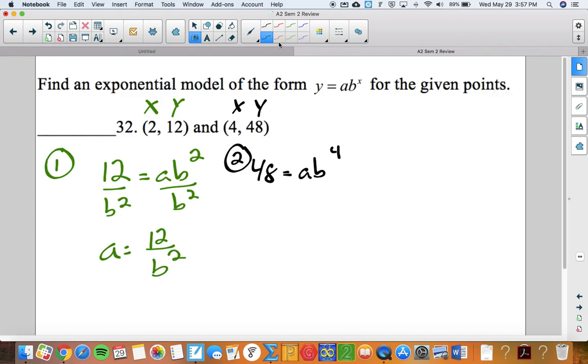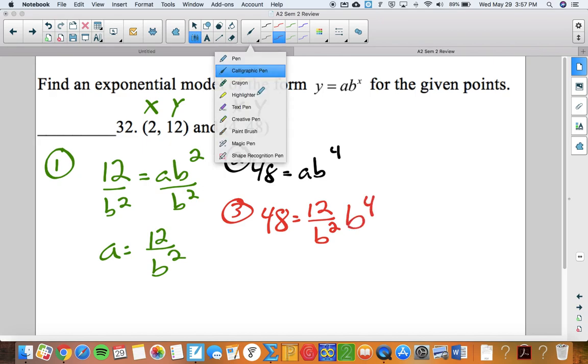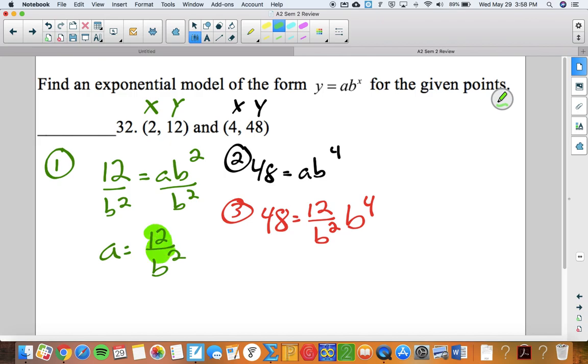Here comes the kind of funny step. Step number 3. We know that a equals 12 over b squared. So I can rewrite the black equation, or step number 2, as this. See what I did? A equals, oh, why do I keep trying to use yellow and it's green? Go Packers. This is equivalent to a.